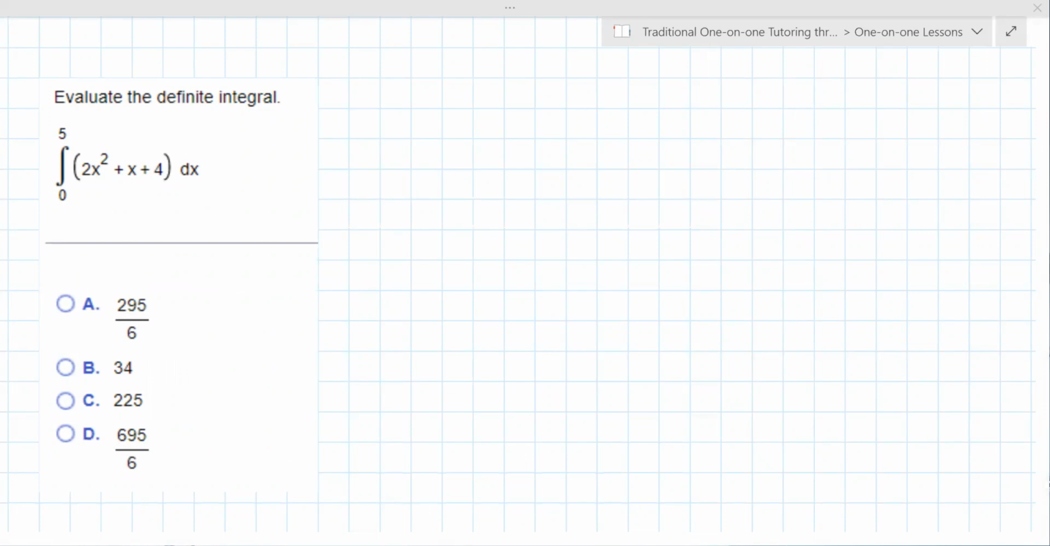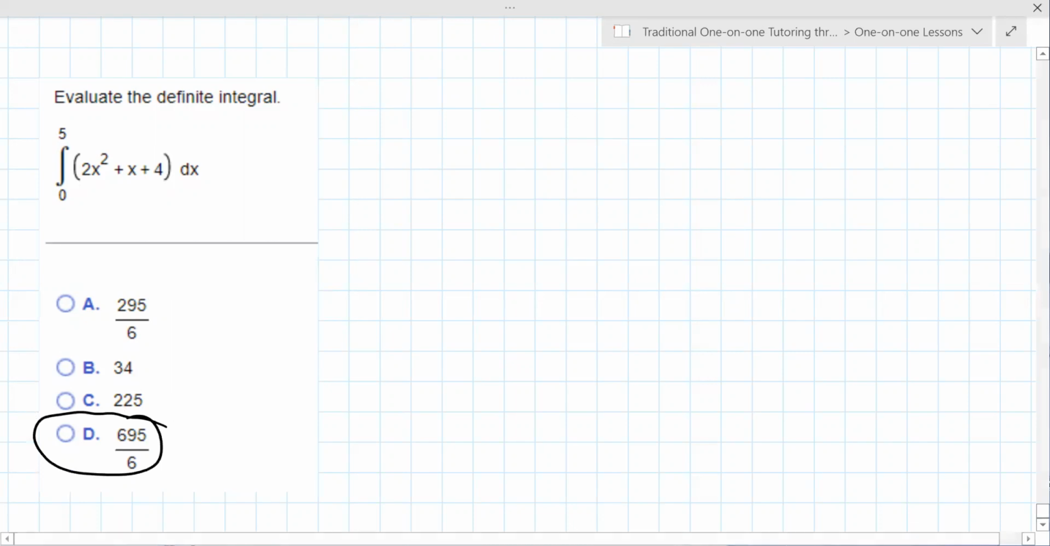with the calculation. So integral of 2x squared plus x plus 4 from 0 to 5. Oh, 2x squared plus x was from 4, not 5. Let's change the answer. So this becomes 695 over 6.